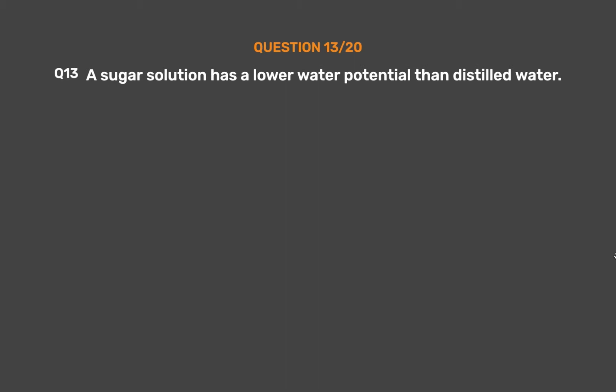Question number 13. A sugar solution has a lower water potential than distilled water. Option A. True. Option B. False.